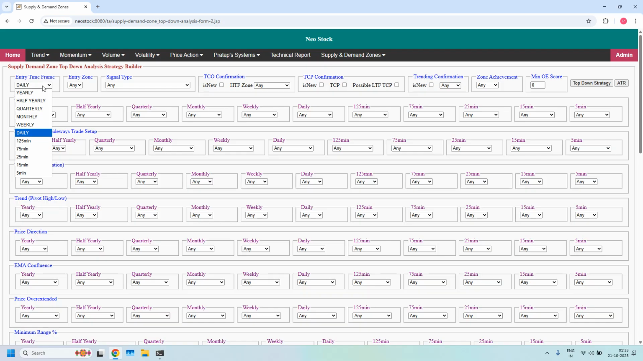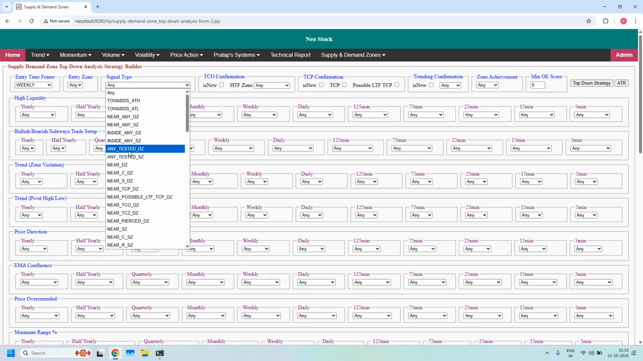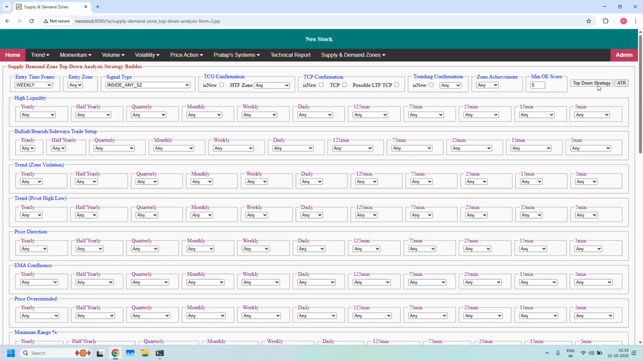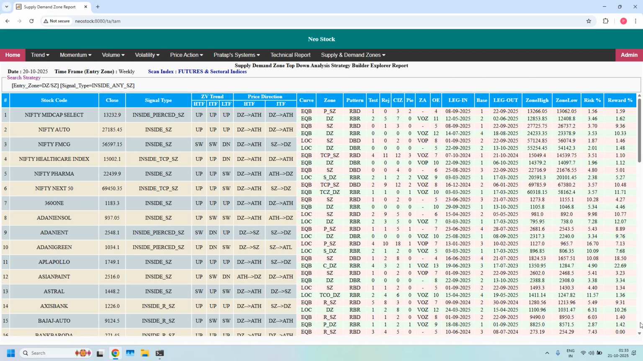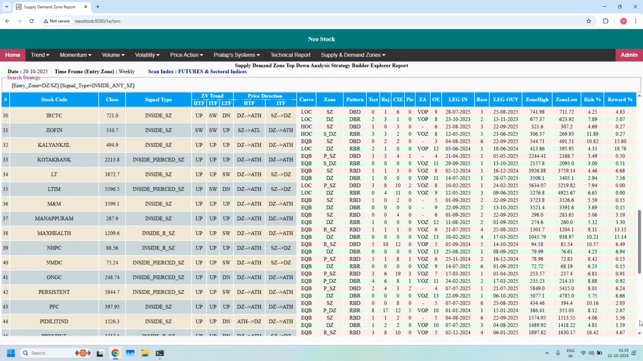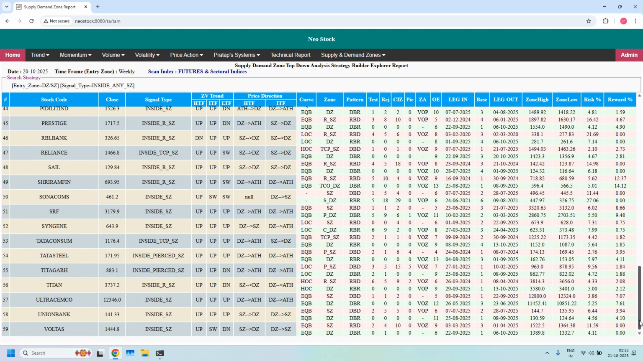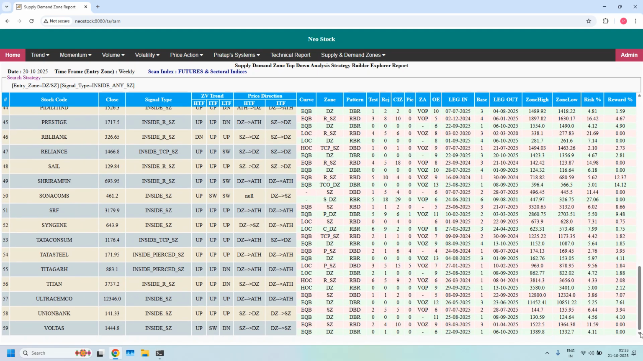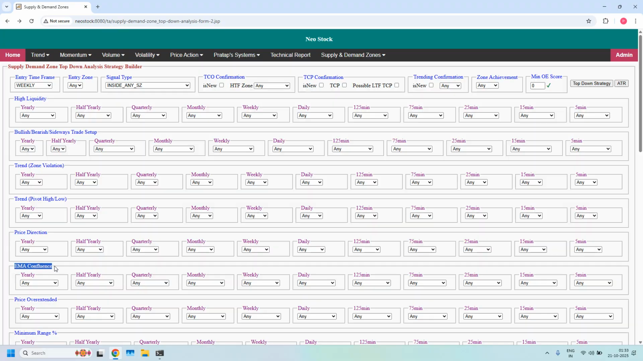Next, price closed inside the weekly supply zone. First 15 stocks in the list. Scrolling the list down. Total 59 stocks are filtered. We can further filter this list based on the weekly supply zone having weekly EMA confluence, and the trend on the weekly should not be sideways. It can be up or down trend.